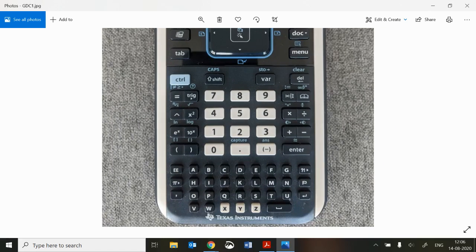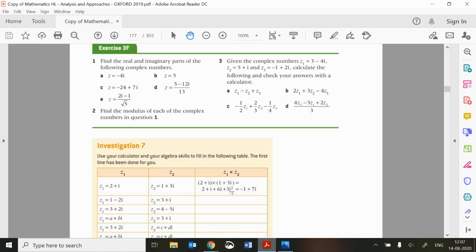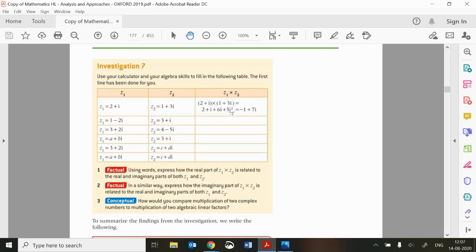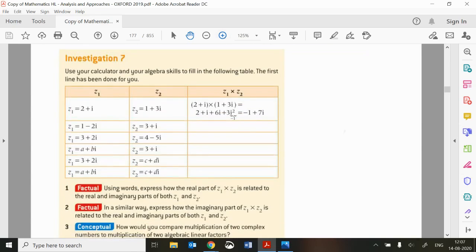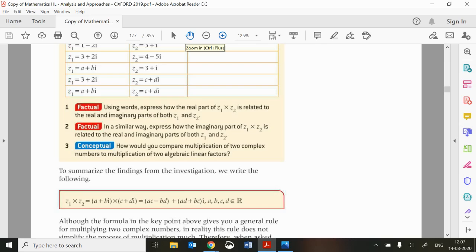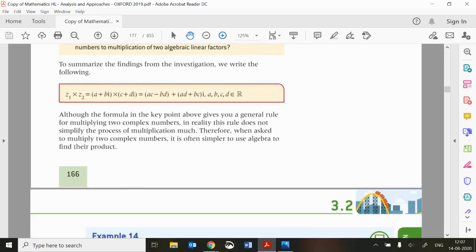Okay, right. So let's have a look at the next little bit. There's a good little investigation here, investigation 7. And this one is worth doing. It says use your calculator and your algebra skills in order to fill out the following. So it's building you up with this Z1 times Z2. It's getting you to question, how is this done? And in fact, then we get this little box saying, well, actually, here we go. Here's multiplying together two complex numbers.